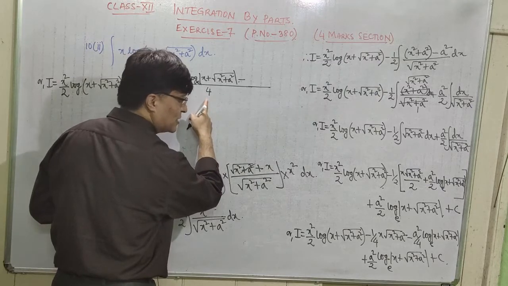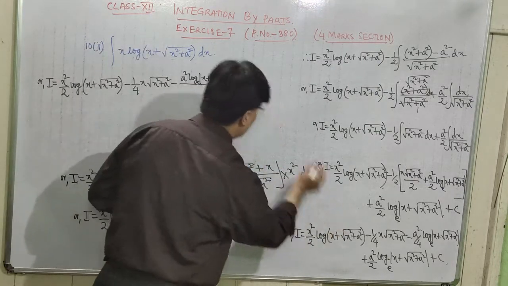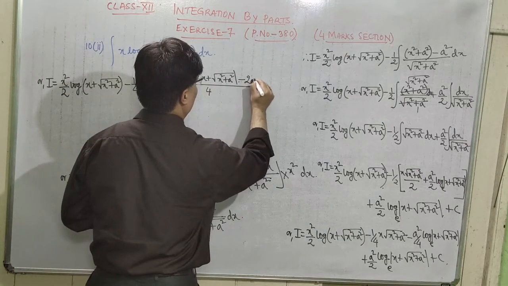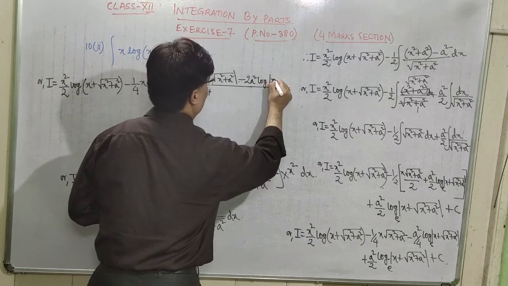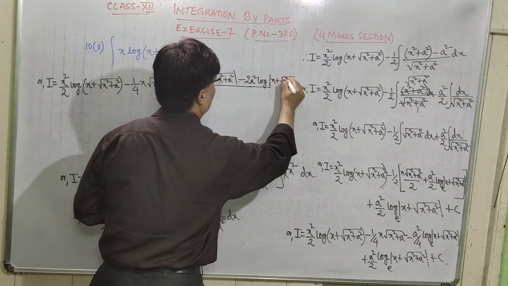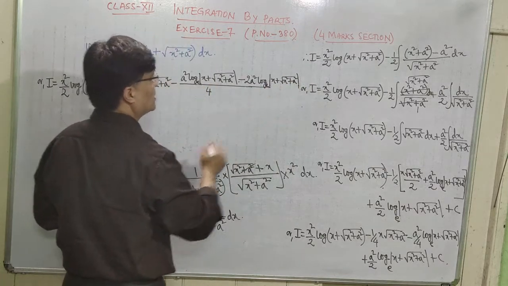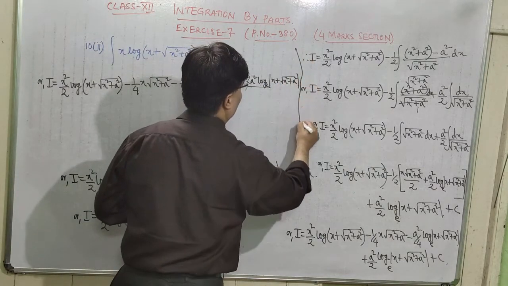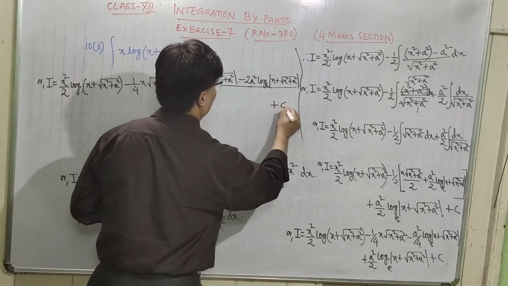Now divide this LCM by 2. That is 2 2s are 4. So 2 into a square, 2a square log within mod x plus root over x square plus a square, mod sign close, the base is e. Then what do you write? Plus c.